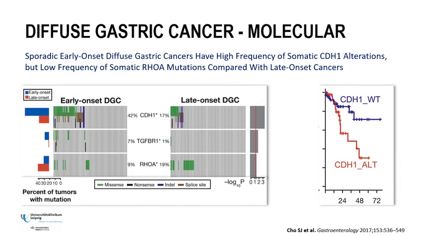Interestingly, when we look at molecular differences between early onset diffuse gastric cancer and late onset diffuse gastric cancer, we see that mutations and alterations at the CDH1 level are more common in early onset gastric cancer, while mutations at the level of RHOA are more characteristic for late onset diffuse gastric cancer.